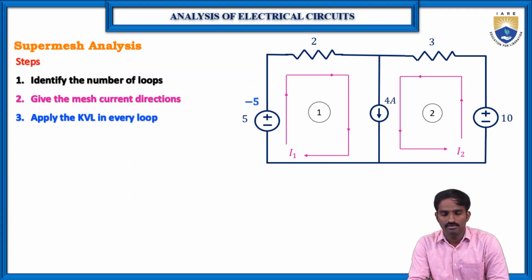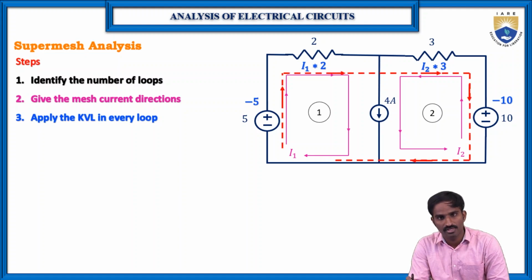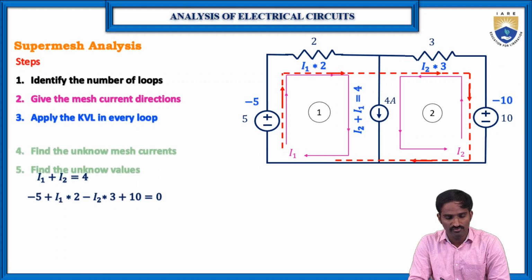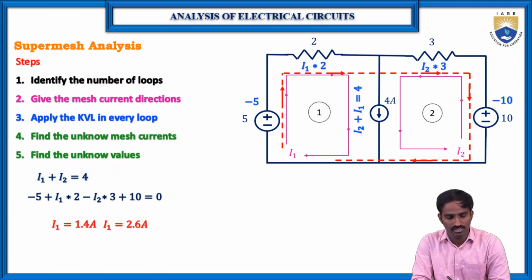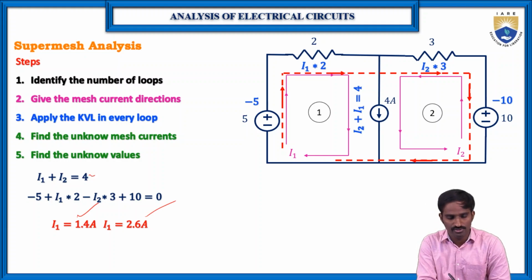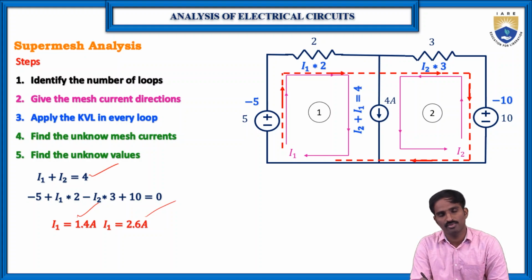Then here we are writing the voltage equations across each element. So I1 into 2, I2 into 3 and minus 10. Then now we are indicating the super mesh. And now we are writing the equation for these, I1 plus I2 is equal to 4, as well as the super mesh. So if you simplify these two, then you will get I1 is equal to 1.4 and I2 is equal to 2.6. Okay, because again it should satisfy this equation. So 1.4 plus 2.6 is equal to 4 amperes again.